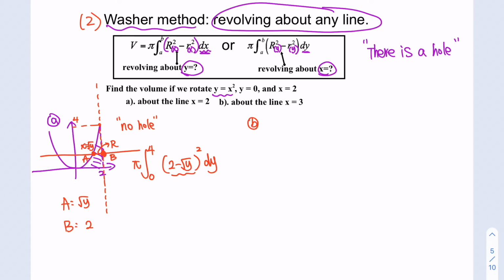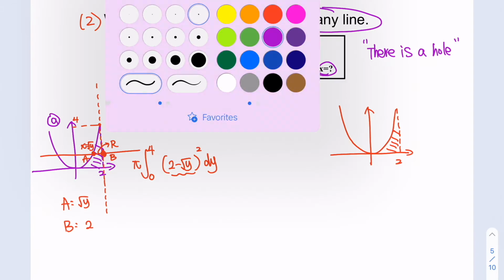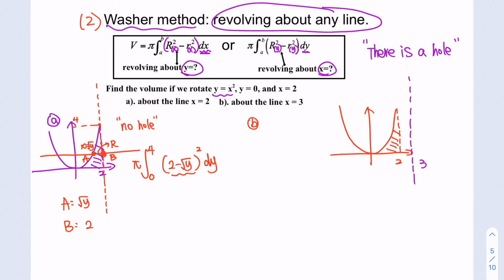If you look here, same graph. However, we are revolving about x equals 3, this line. When we revolve about this line, you see there will be a hole in the problem. There will be two radii here. First, we draw a line perpendicular to the rotating axis. Now we have 3 points, A, B, and C. Keep in mind, C is our center, which is on the rotating axis. Capital R will be AC. Lowercase r will be BC in this case. And we are still integrating along the y direction. y is from 0 to 4.